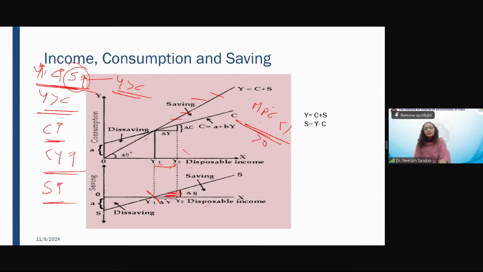It will be greater than 0 but less than 1. That is why with increase in income, consumption is increasing, but not in the same proportion, it is increasing by less than that. That is why there is savings in the economy to the right side of Y1. Okay, so when will there be savings in the two-sector model, what are the reasons?